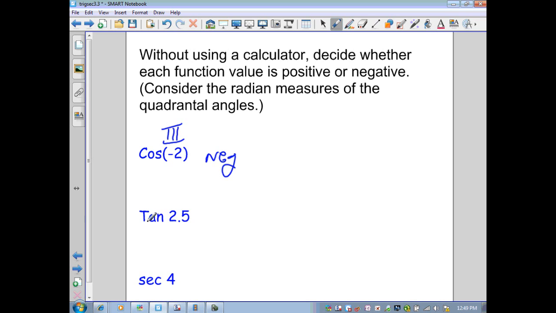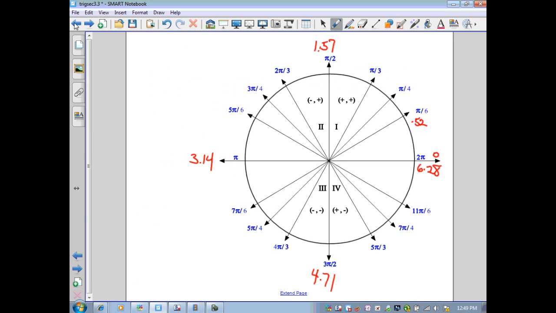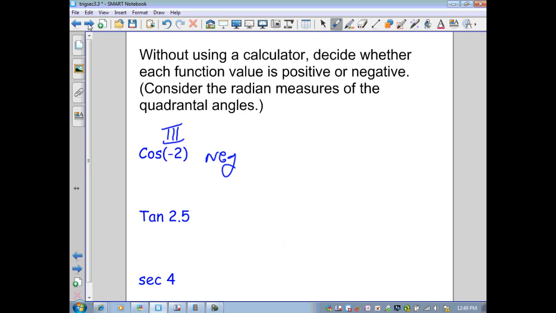The tangent of 2.5: if I go back to my unit circle, a 2.5 radian angle would fall between 1.57 and 3.14, which would be in quadrant 2. Therefore, this would be y divided by x, which would be positive divided by a negative, and again, my solution would be a negative value.